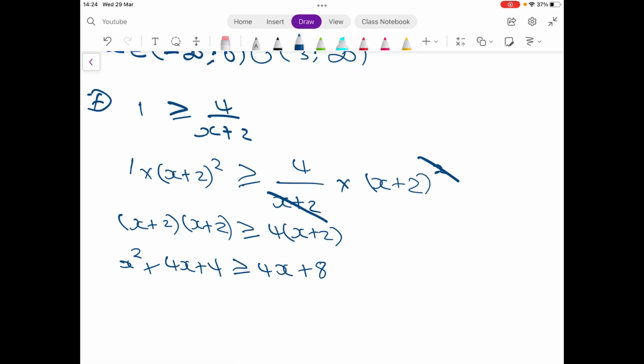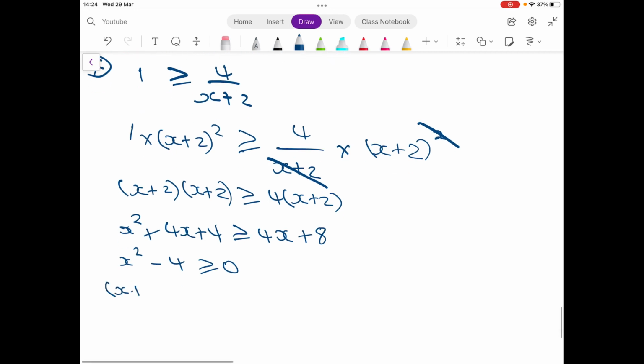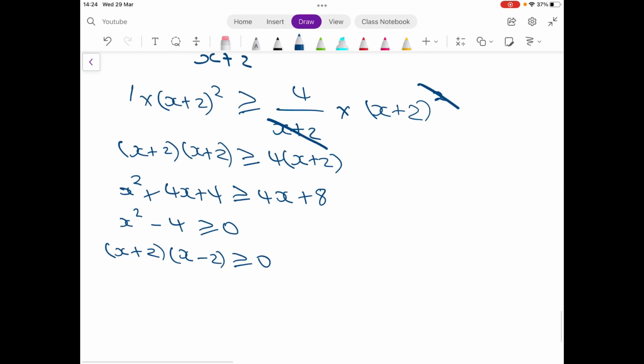Okay, now we just need to move certain things around. So we shift this 4x and 4x will cancel each other. We're going to have x squared minus 4 greater or equals to 0. And then we can have x plus 2 as well as x minus 2 being greater or equals to 0. I hope simplifying is not complicated for you. If it is, you talk and then we simplify it. Critical points. Now we have x equals to negative 2 and x equals to 2.